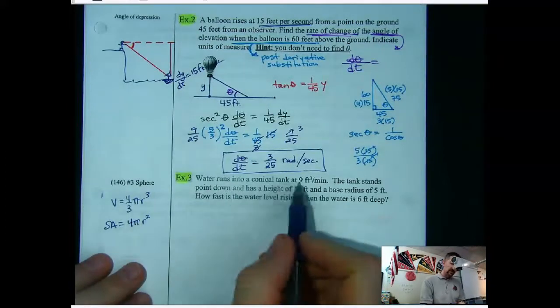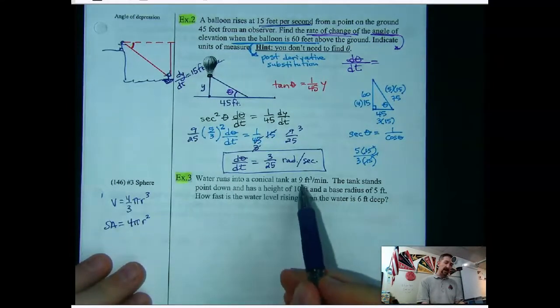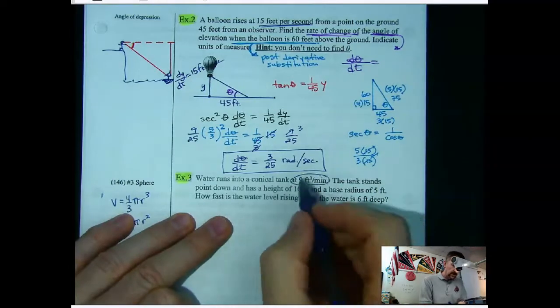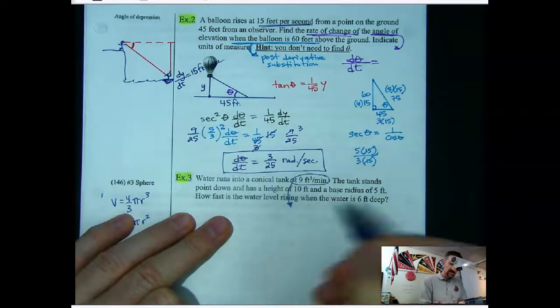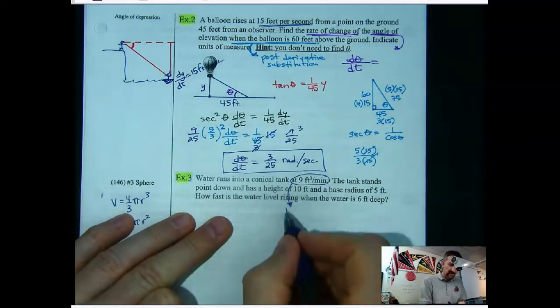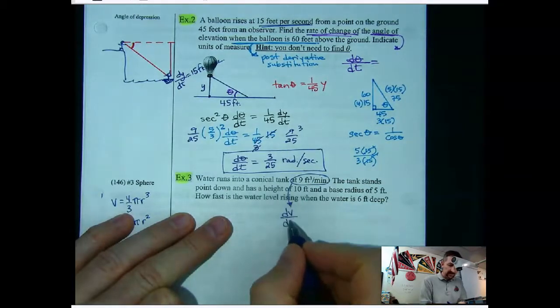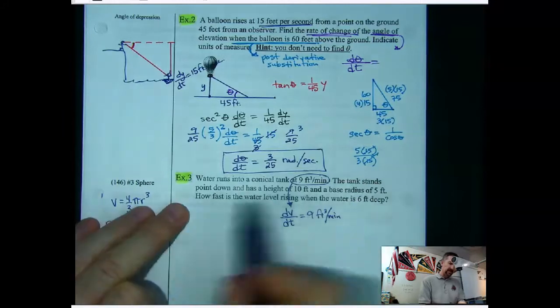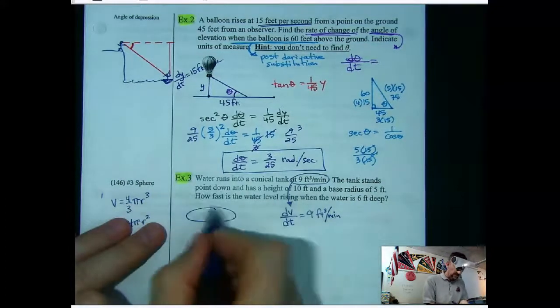So water runs into a conical tank at 9 cubic feet per minute. So we can start writing stuff down. So the rate of change of the volume, that's going to be dV dt. It's 9 cubic feet per minute. The tank stands point down, so at that point we can start drawing a picture.